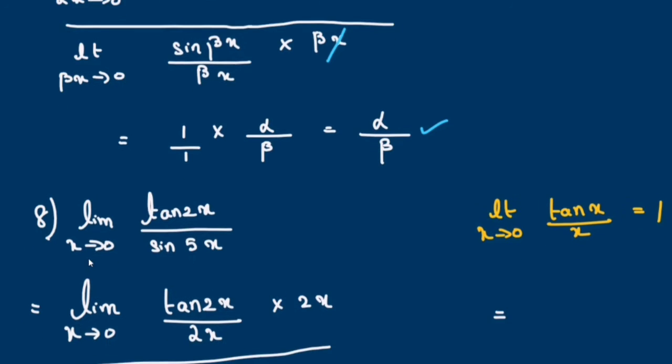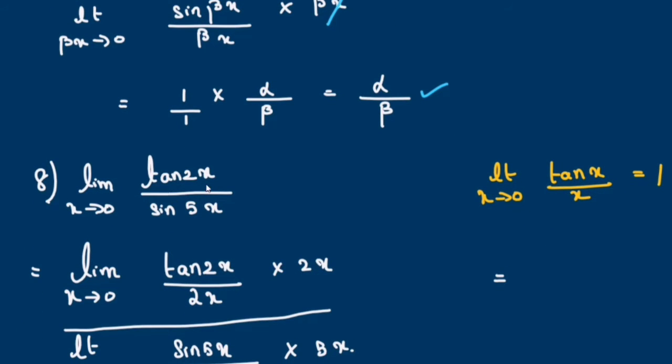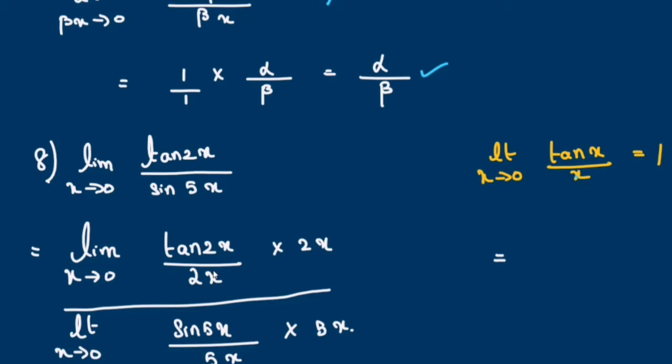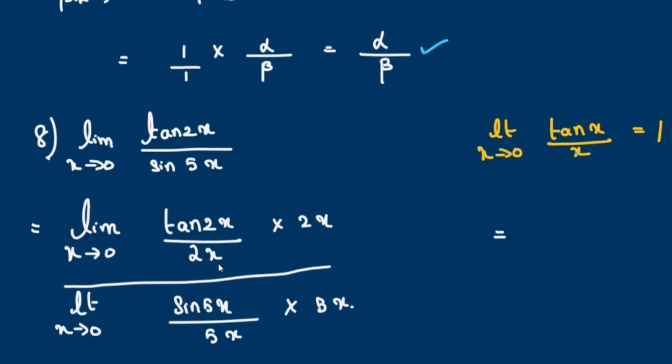Question number 8. Limit x tends to 0, tan 2x by sine 5x. You should know the formula. Limit x tends to 0, tan x by x is equal to 1. So if I have x here, I should have the same x here. So if it is 2x, I should have 2x here. So to make it as 2x, to bring the 2x here, multiply and divide by 2x. In the same way, sine 5x, you should have 5x in the denominator. So multiply and divide by 5x.